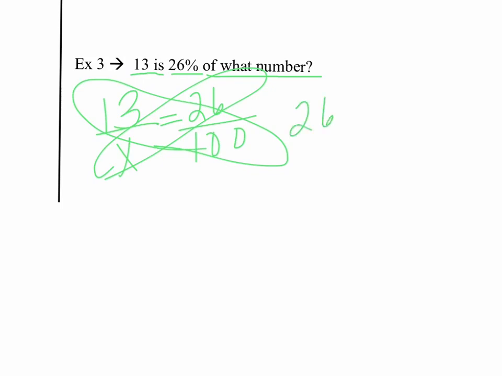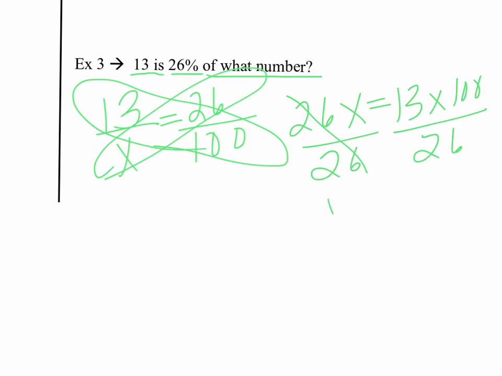26x equal 13 times 100. Divide both sides by 26 to solve for x. 26's cancel, x is equal to. You should recognize that 13 times 2 is 26. So 13 can go into itself and it can go into 26. 13 divided by 13 is 1. 26 divided by 13 is 2. Now you have a 100 on top and a 2 on the bottom.